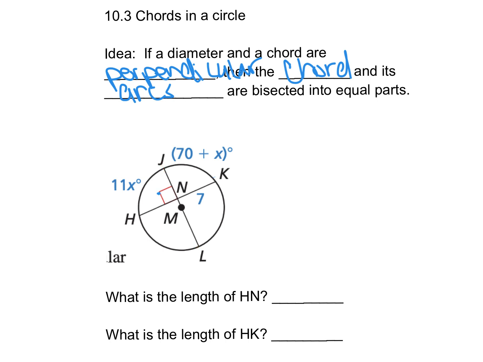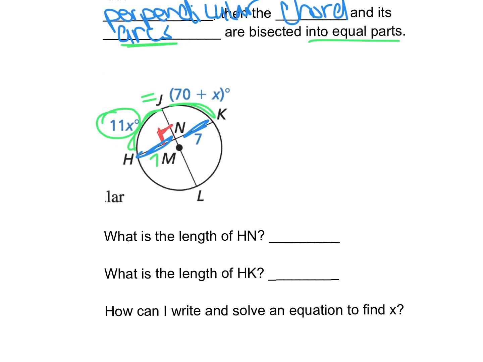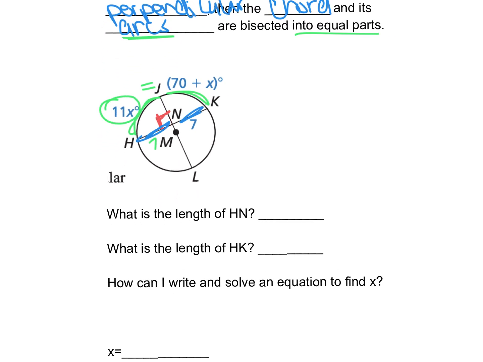So let's erase my little marks here. So if these guys are perpendicular, which they are, we've got a chord and a diameter that are perpendicular. That means the two pieces of the chord, this piece and this piece, are going to be equal to each other, which means if NK is 7, that also means HN is also 7. They're equal to each other. It also means their arcs are bisected into equal parts, which means this arc here is going to equal this arc over here.